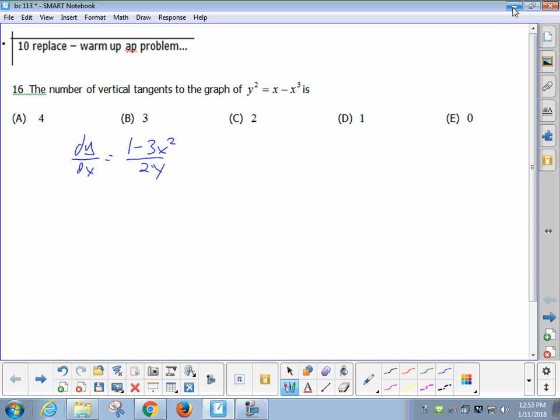All right, then. I did that quickly. Now, vertical. Is that where the denominator is 0 or the numerator is 0? Why? It's undefined. Okay, think of it as rise but no run is what makes a vertical tangent, whereas horizontal tangent is run but no rise. So we need a 0 in the denominator. That's at y equals 0.